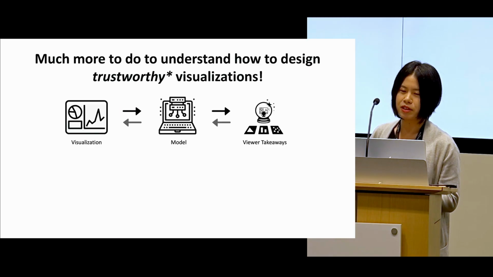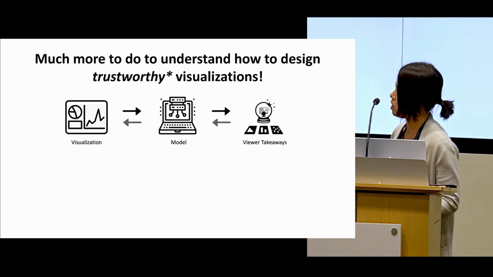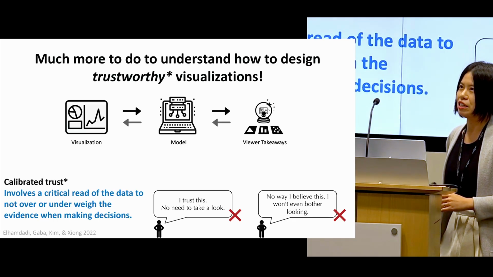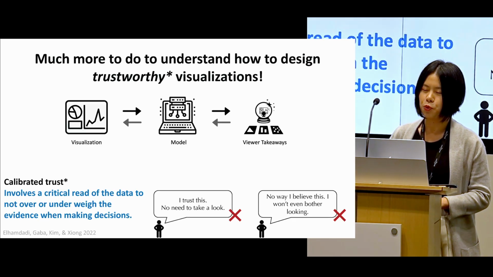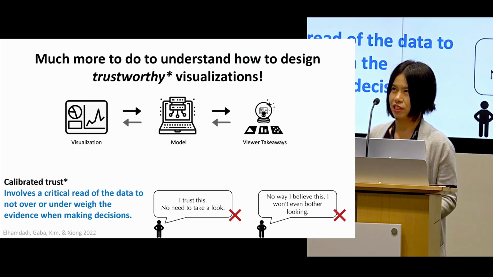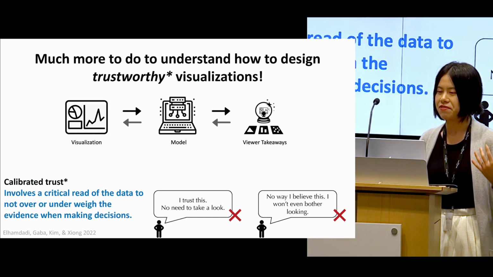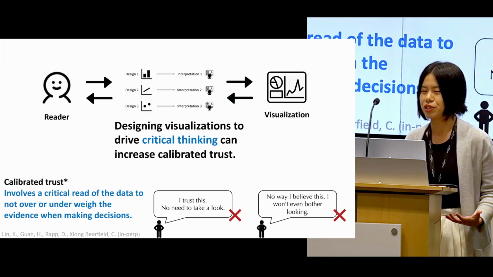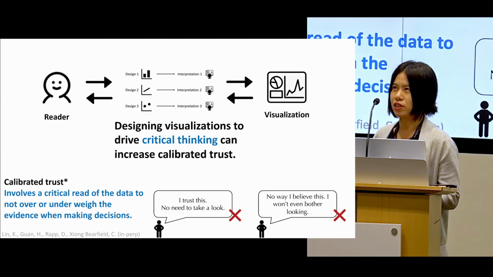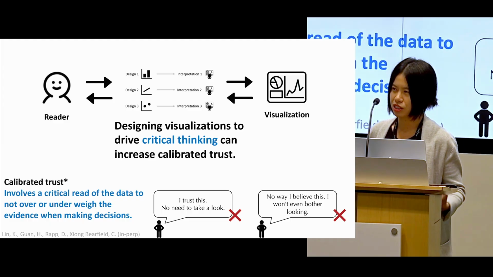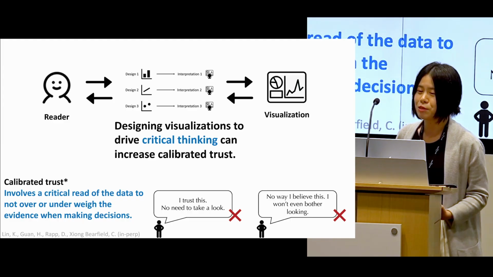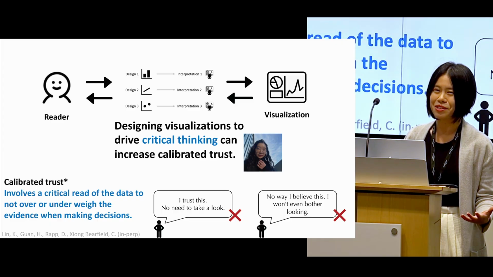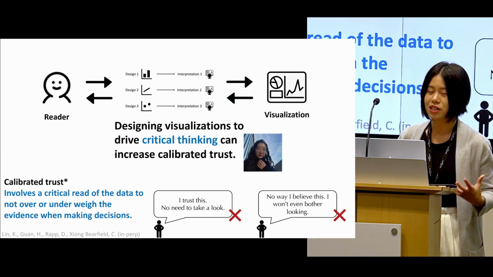And on the topic of trustworthy visualizations, I've been thinking a lot about what it really means to be trustworthy. I came up with this idea of calibrated trust, where you want people to critically read a visualization so that they are not over- or underweighing the evidence they're seeing. But then the question is, how do you get people to critically read a visualization? How do you design visualizations to drive critical thinking, to increase calibrated trust? I don't have answers, but Lily, who is talking right after me, is going to have something to share on critical thinking. So I'm very excited to learn from her.